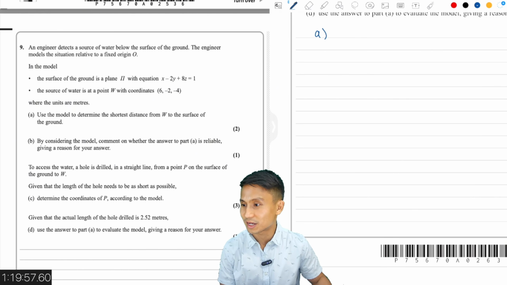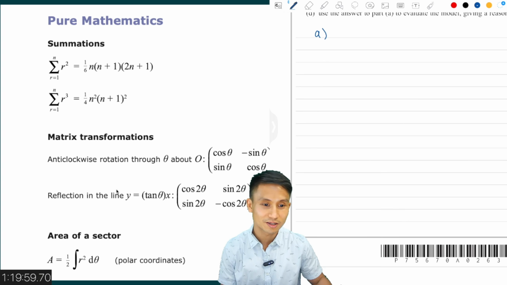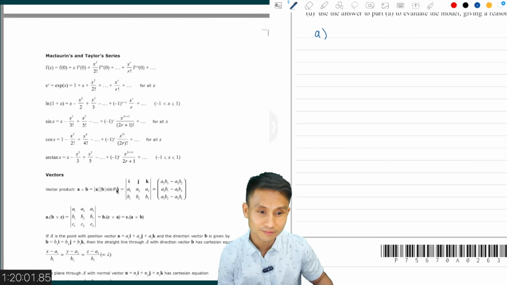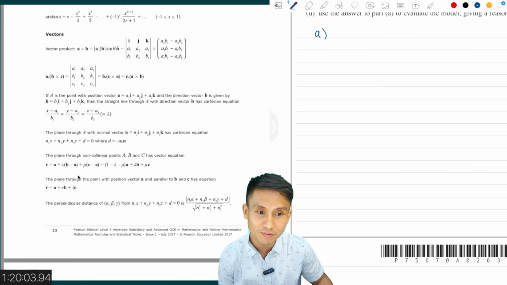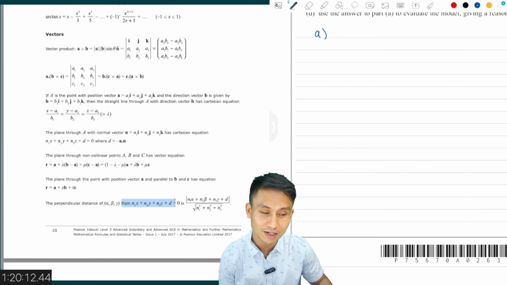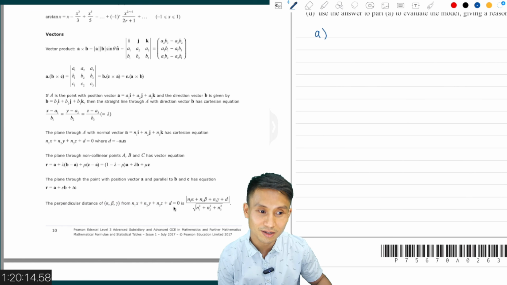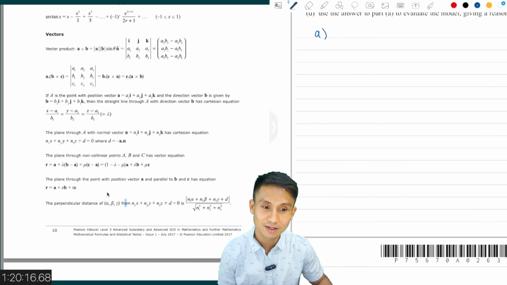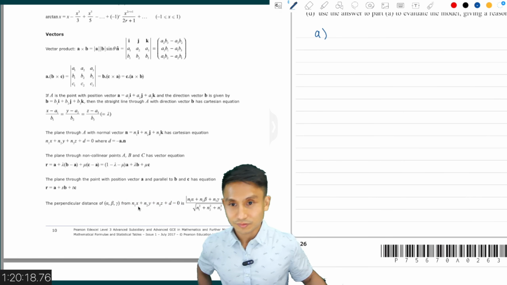Do we have a formula here? I don't remember. Hang on, let me just get the formula just in case we have it. A point to a plane. Yeah, this seems like the perpendicular distance from the point alpha, beta, gamma to a plane. Yeah, that's a plane, right? So we're going to use this formula here.